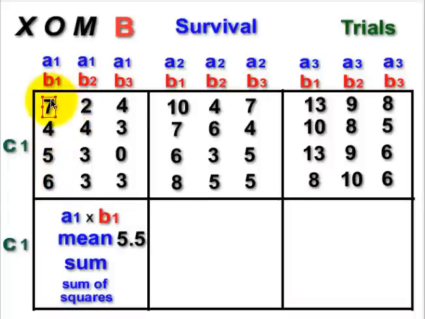Okay, the mean is 7 plus 4 plus 5 plus 6. That is 22 divided by 4 is 5.5. We're going to add them up. That looks like 22 is a sum. The sum of squares is you're going to square them first and then add them up. So it's going to be 7 squared plus 4 squared plus 5 squared plus 6 squared. Comes out to be 126.